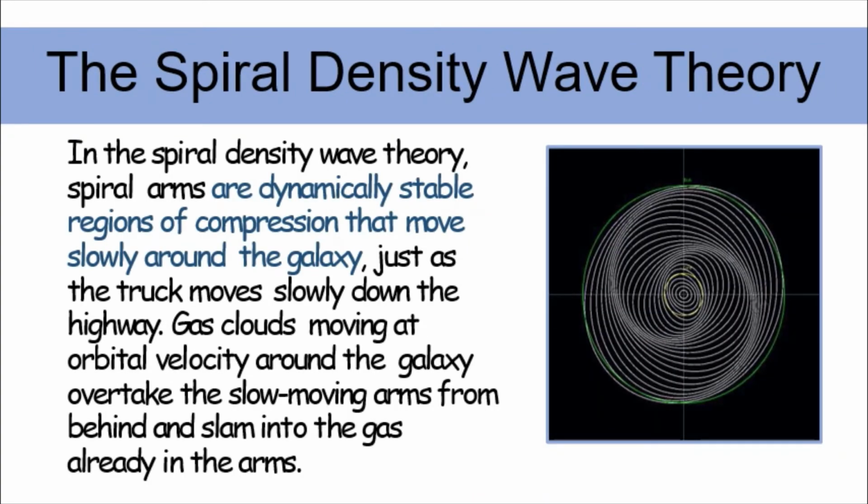Spiral density wave theory. In the spiral density wave theory, spiral arms are dynamically stable regions of compression that move slowly around the galaxy, just as a truck moves slowly down the highway. Gas clouds moving at orbital velocity around the galaxy overtake the slow moving arms from behind and slam into the gas already in the arms.